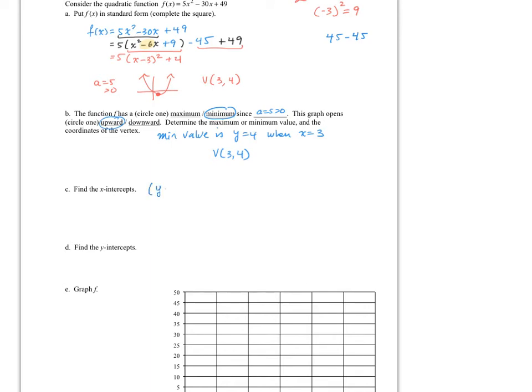x-intercepts, which, remember, x-intercepts means that y equals 0. So we will have 5 times (x minus 3) squared plus 4 equals 0, because this is y or f of x. So therefore from here we have 5 times (x minus 3) squared equals negative 4. But since this is negative, when you take the square root, it is not part of the domain. So therefore this implies none. You don't have any x-intercepts.